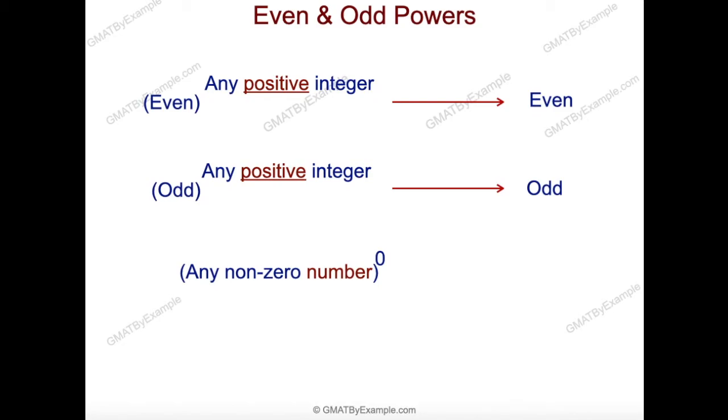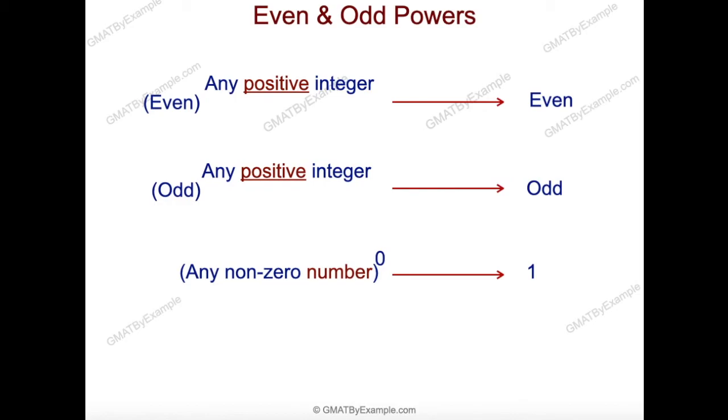And any non-zero positive or negative number to the power of 0 is 1. Any positive or negative doesn't matter. Non-zero number to the power of 0 is 1. If you notice, I have written number here instead of integer because what I wanted to emphasize is it doesn't have to be an integer. 2.2 to the power of 0 will also be 1.